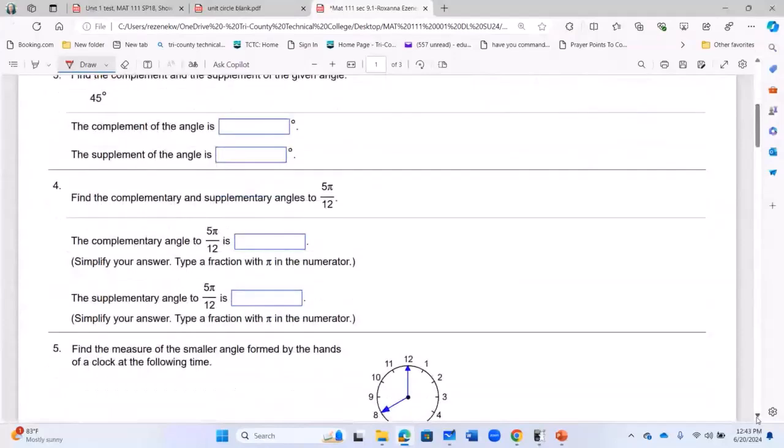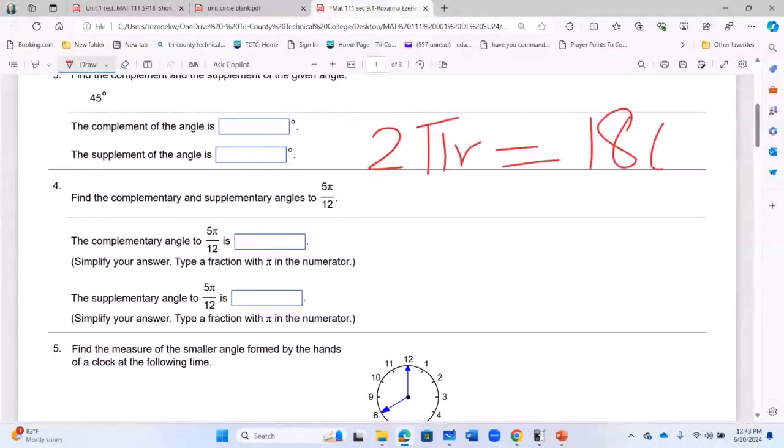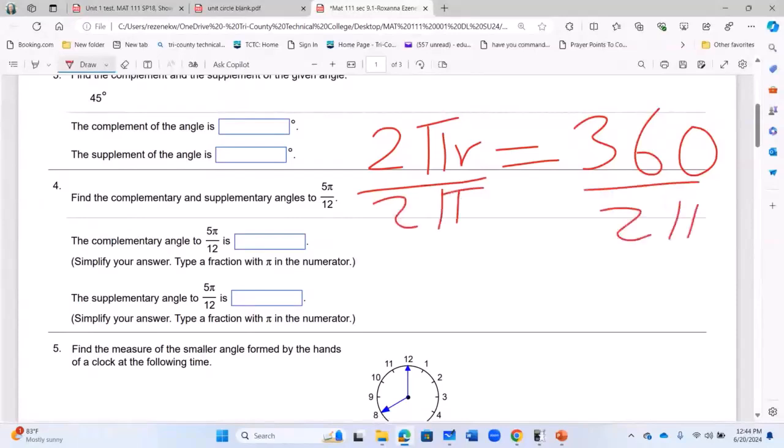First of all, let me bring my unit circle. And by the way, before I bring my unit circle, I want us to remember that 2 pi r, the circumference of a circle, is equal to 360 degrees. Sorry, 360 degrees. So that's the circumference. If I divide both sides by 2 pi, I will have r is equal to 180 over pi.